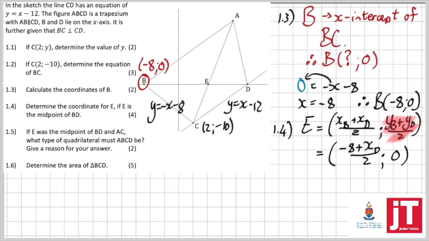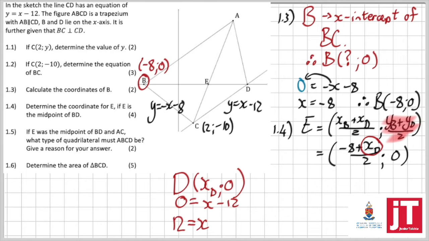If I now look at what I've got already, I have the y value, but I need that x value of D. I don't have that, but I do have something else up my sleeve. I have that line, y equals x minus 12. And D is on the x-axis, so the y value is again 0, so x must be 12.